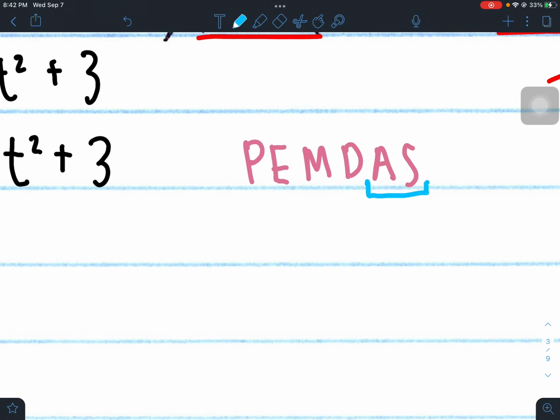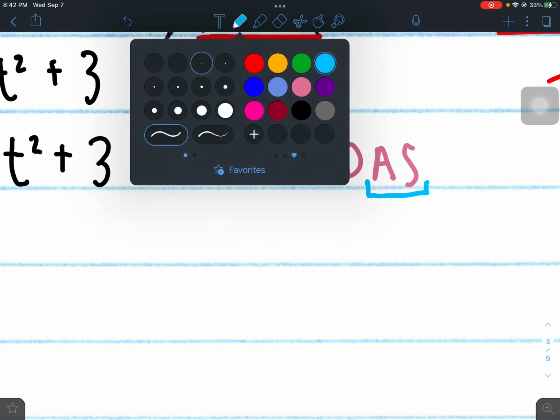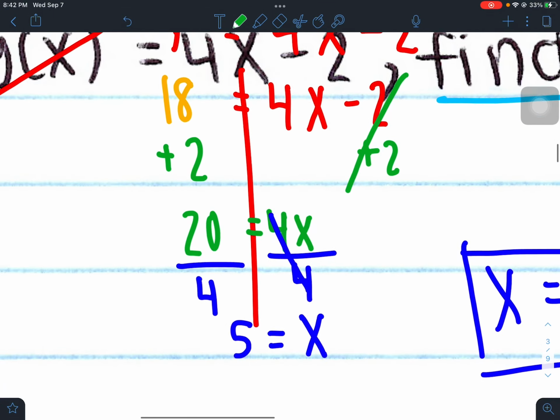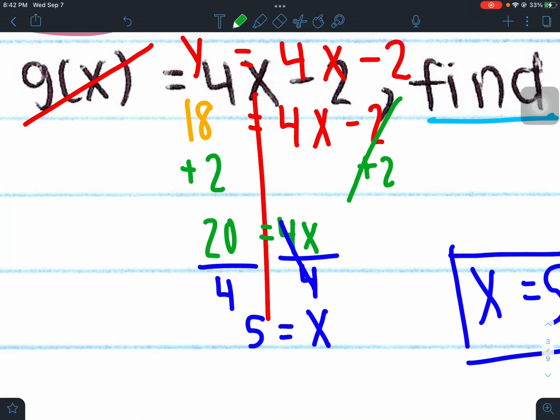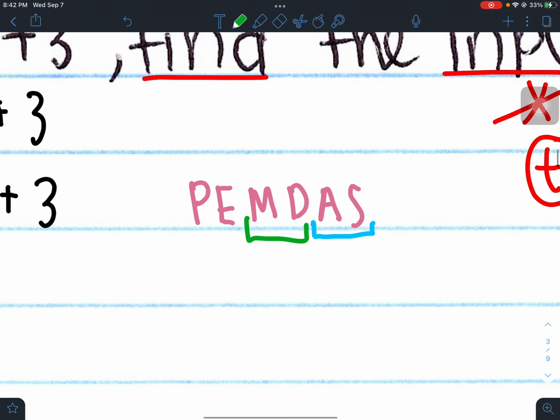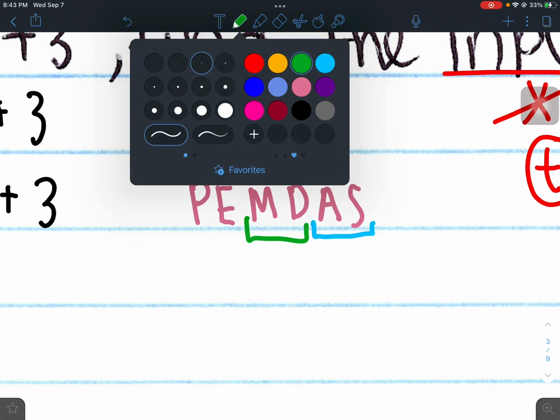PEMDAS backwards means I'm always going to add or subtract anything I can add or subtract before I ever step foot into the world of multiplying and dividing something away. So the goal is always add or subtract if there's something to add or subtract, and then you multiply or divide. So like in this one, for example, I got rid of the 2 before I got rid of this 4 over here. Because the 2 is being subtracted, the 4 is being multiplied. So I'm going to take care of the subtraction first before I take care of the multiplication. So in PEMDAS, I always work with addition or subtraction first before multiplication or division.